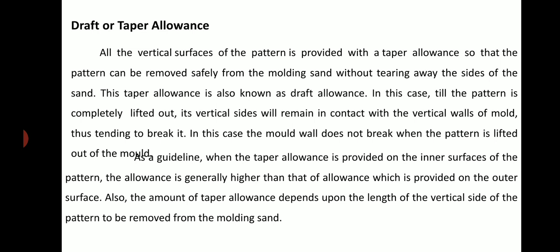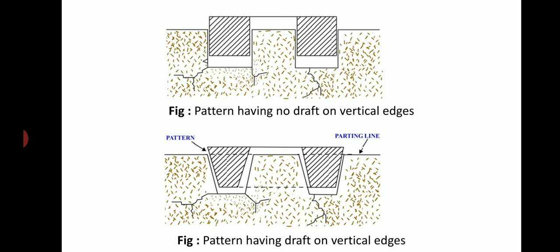As a guideline, when the taper allowance is provided on the inner surfaces of the pattern, the allowance is generally higher than that of allowance which is provided on the outer surface. Also, the amount of taper allowance depends on the length of the vertical side of the pattern to be removed from the molding sand. The first diagram shows pattern having no draft on vertical edges, and the second diagram showing pattern having draft on vertical edges.